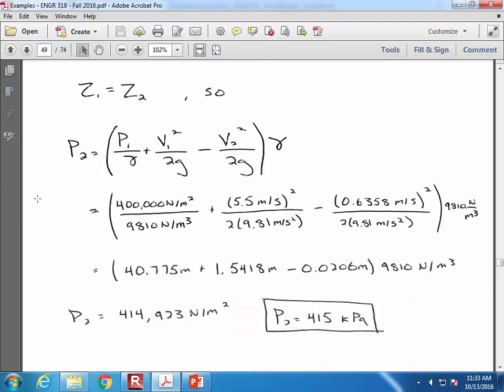So we can put it all together and find that the pressure at 2 is 415 kilopascals. And that's Bernoulli's equation, with an asterisk: as long as this is steady flow and we're applying it along a streamline, for an inviscid fluid. Well, this is water, which isn't exactly inviscid, so we feel a little bit guilty for that, but we'll get over it. And then incompressible. And water's pretty good at being incompressible. Yes?